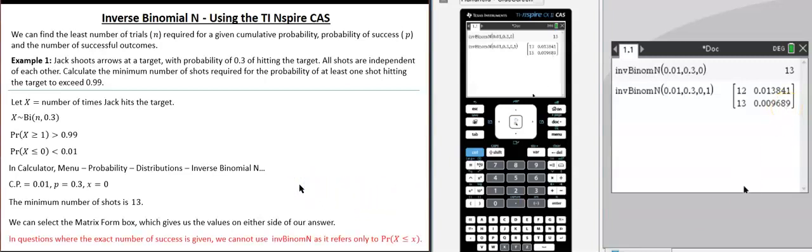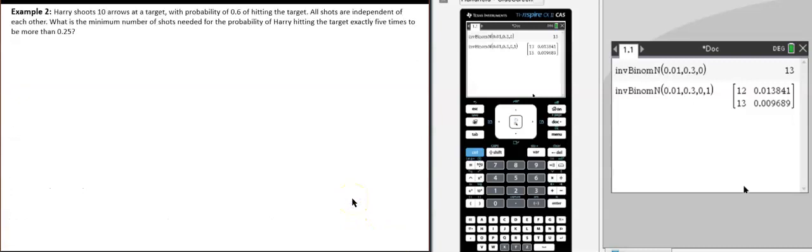Now, this works for cumulative probability, so this when x is less than or equal to something. When we have questions where the exact number of successes is given, or the thing that we're trying to find, we cannot use this in this situation as it just refers to the cumulative probability. So let's have a look at a second example. I'll give you a moment to read it.